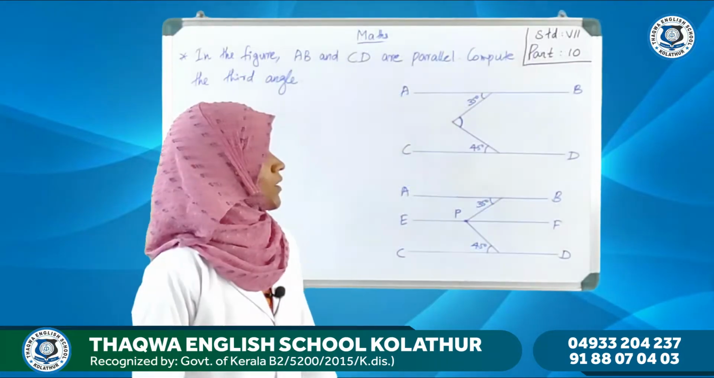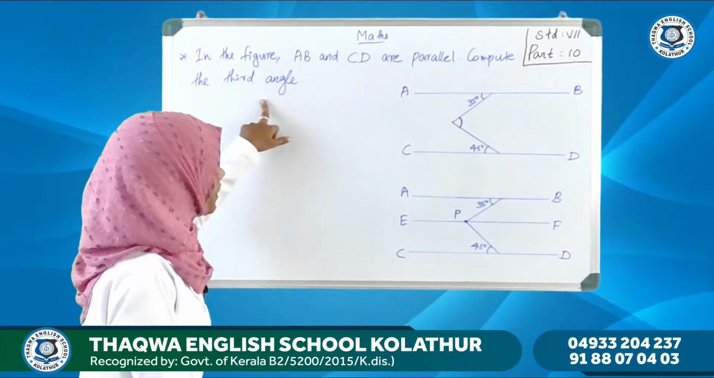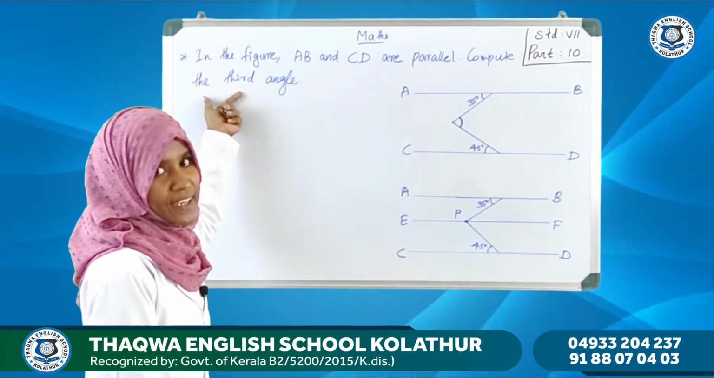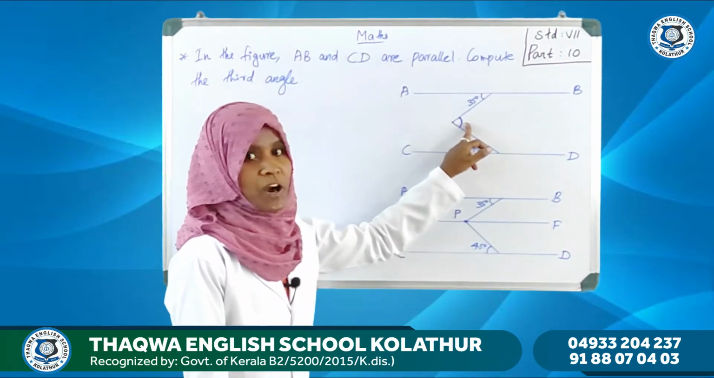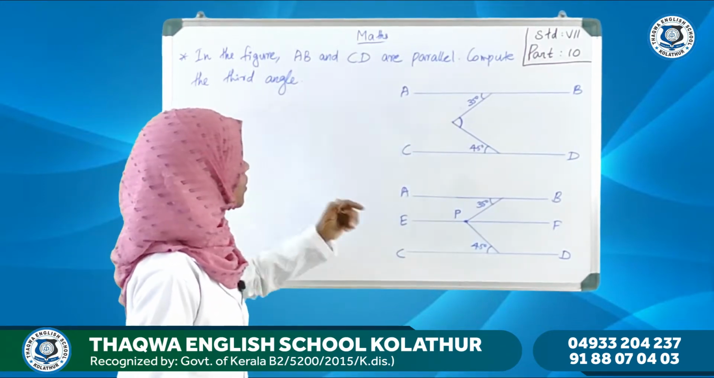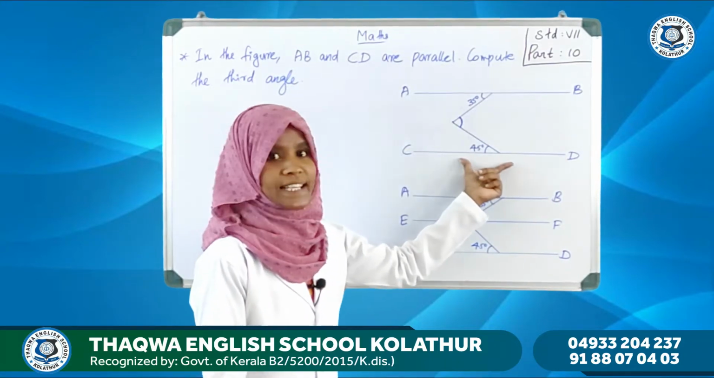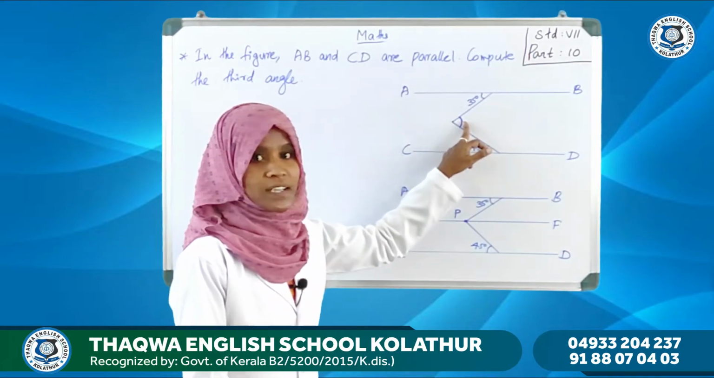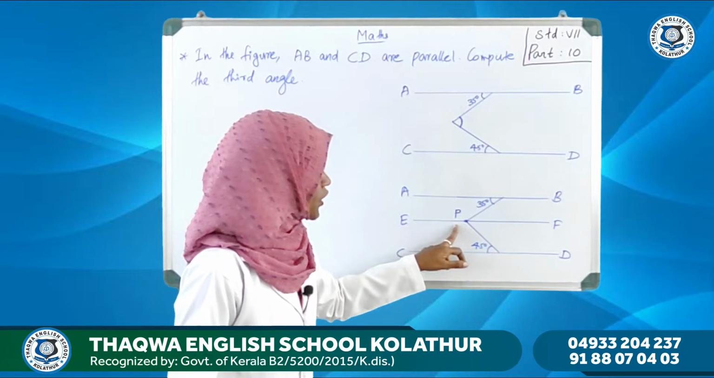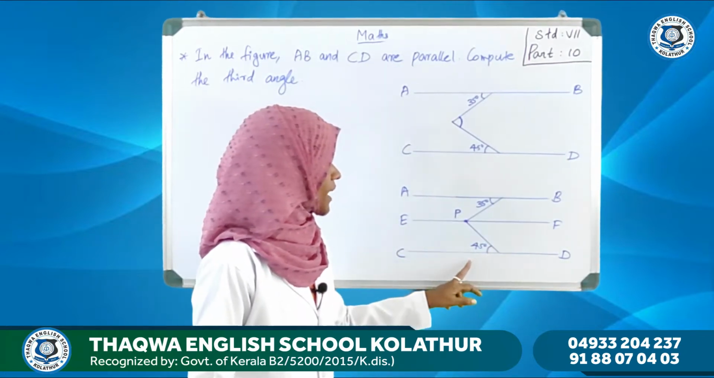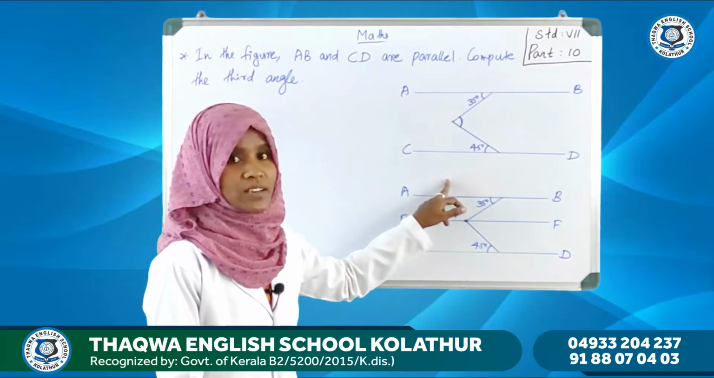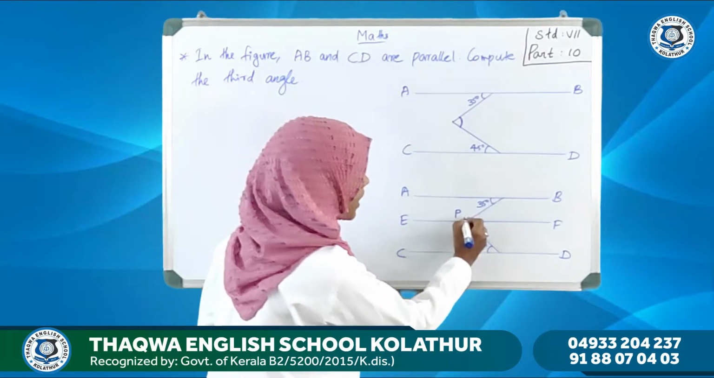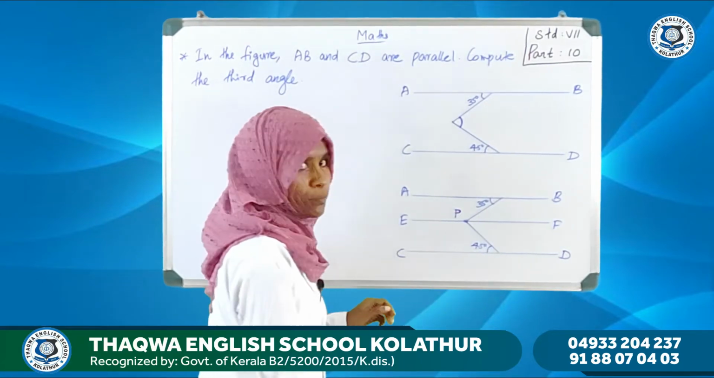Next question. In the figure, AB and CD are parallel. Compute the third angle, the marked angle. So, you have given AB and CD are parallel, so we have to find out this marked angle. We draw a line EF parallel to the lines CD and AB for finding the third angle. Now, mark this point as P.